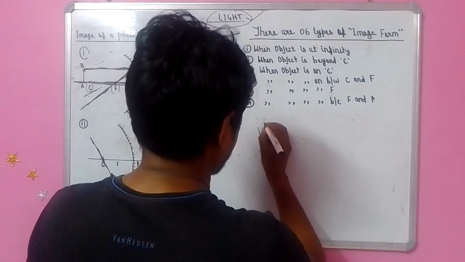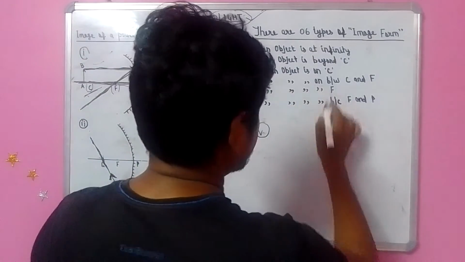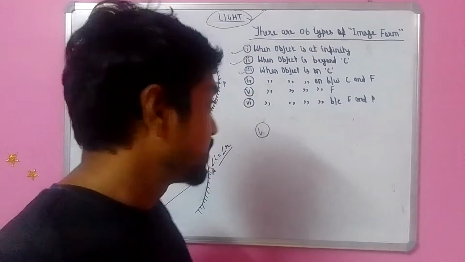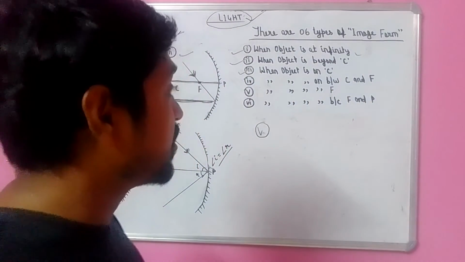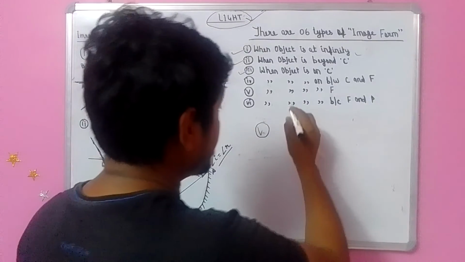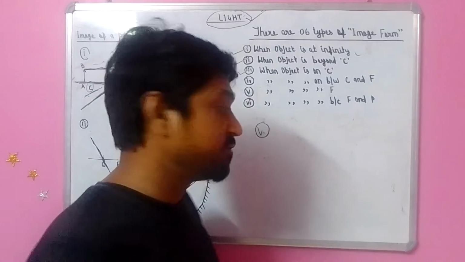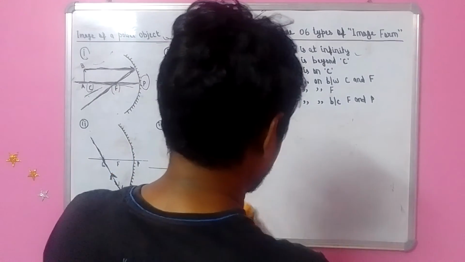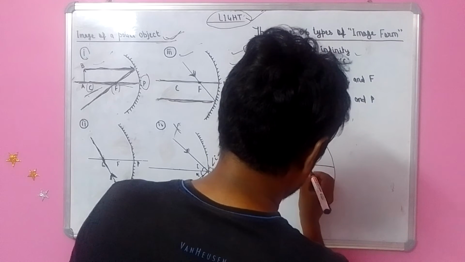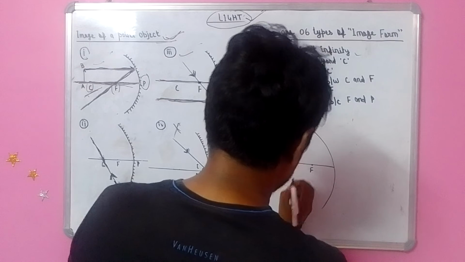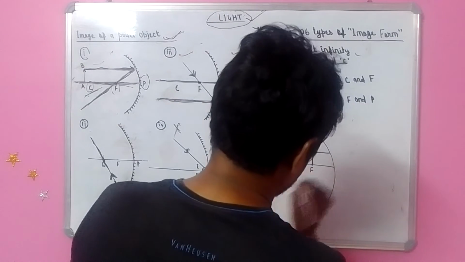Fifth point. When the object is on focus. When the object is at infinity, the image will form at focus. And when the object is on focus, the image will be formed at infinity. So we can see this is the focus, this is C. This is the object.